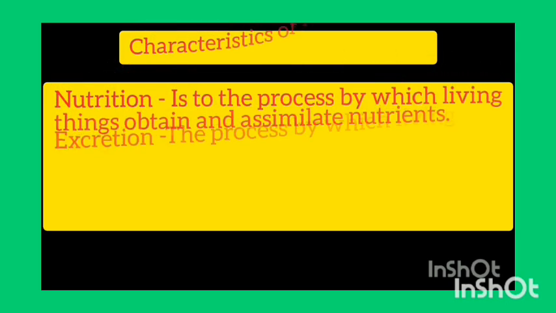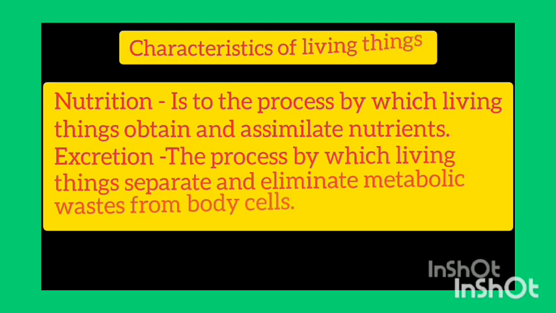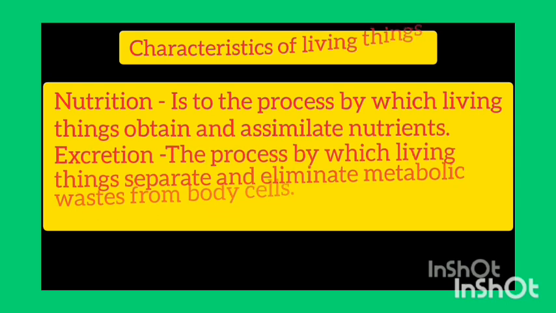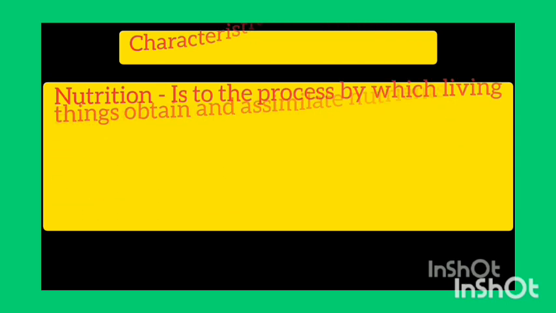Then, characteristics of living things. The first one is nutrition, which is the process by which living things obtain and assimilate nutrients. Excretion, the process by which living things separate and eliminate metabolic waste from body cells.